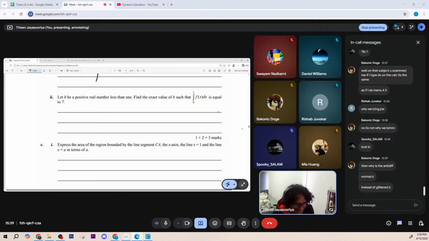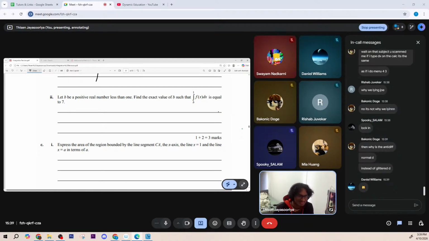And why did the anti-diff use the normal D? Dude, it's a different D. I swear, it's a different D. Don't worry about it. It defines it using the D.